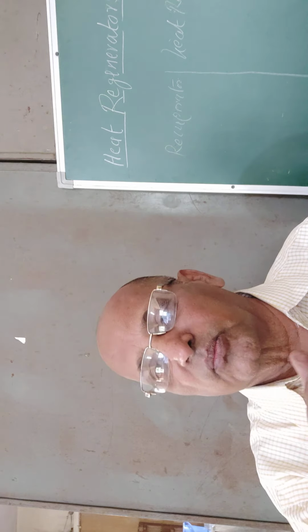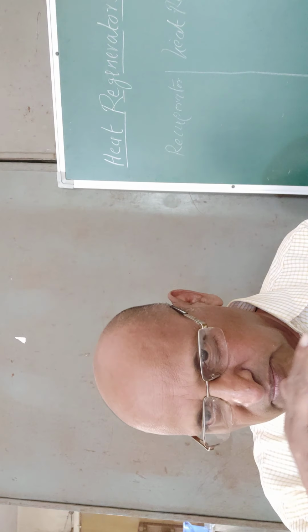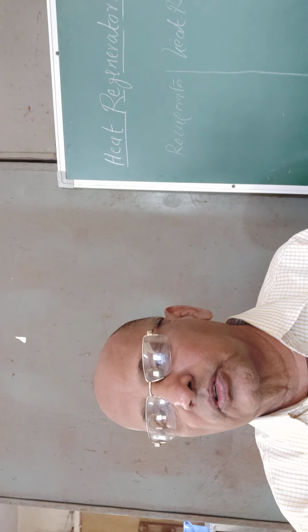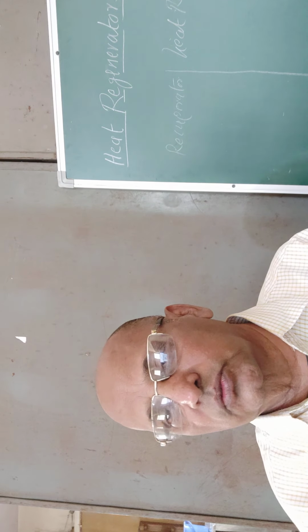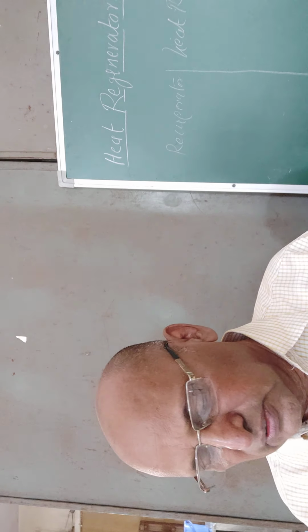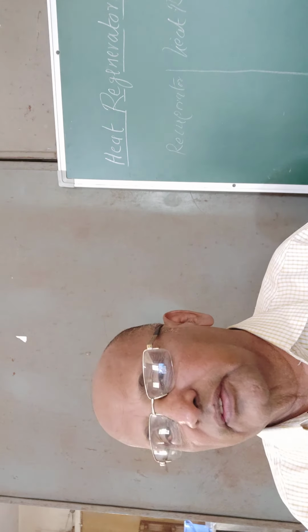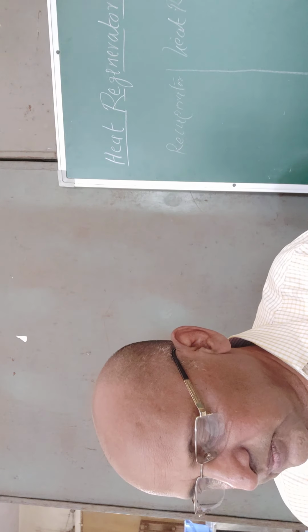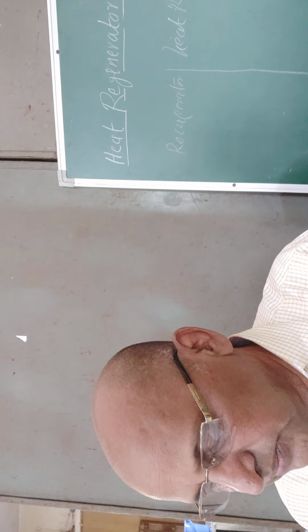So this temperature of the molten metal, which is in the range of 500 to 600 degrees Celsius, is transferred from the molten metal to the air, and this air through pipelines is given to the different places where process heat is required for the production of some product.